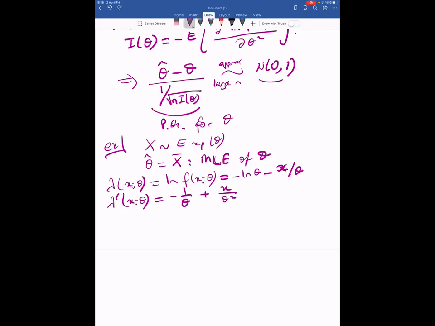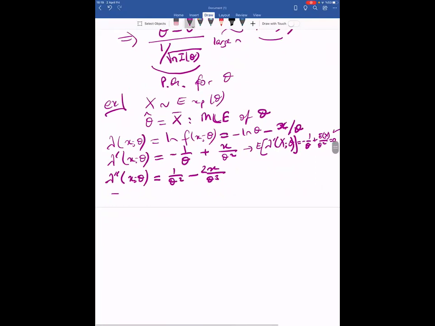Remember, this is the score function. And if you want to check whether your calculation is okay or not, you can check whether this expectation is 0 or not. In this case, we will have minus 1 over theta plus expected x, which is theta, remember, for exponential. So it is 0. So everything is nice so far. So we will have 1 over theta squared minus 2x over theta cubed. Okay, so finding the minus expectation of this will give us the Fisher information.